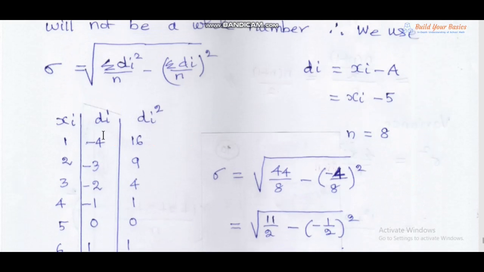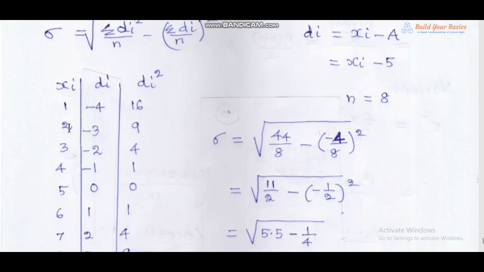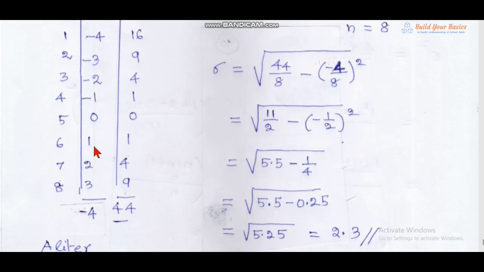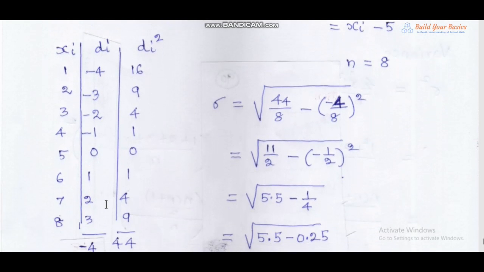Now di, xi minus 5: 1 minus 5 is minus 4, 2 minus 5 is minus 3, 3 minus 5 is minus 2, 4 minus 5 is minus 1, 5 minus 5 is 0, 6 minus 5 is 1, 7 minus 5 is 2, 8 minus 5 is 3. Total, sigma di is minus 4.